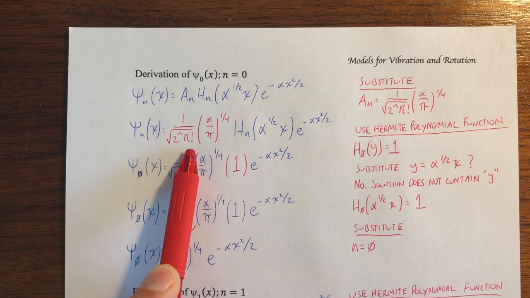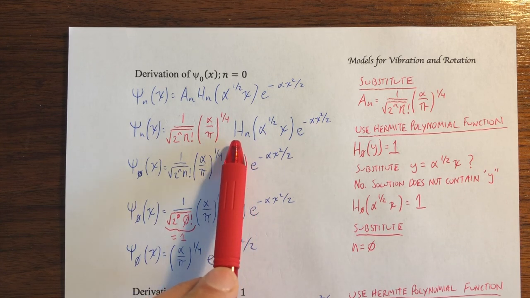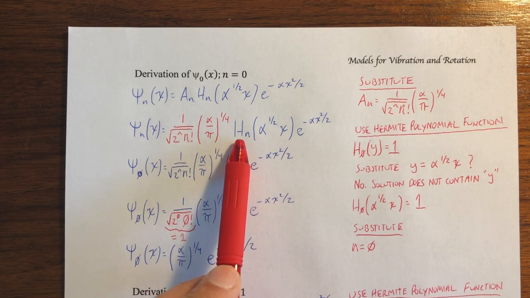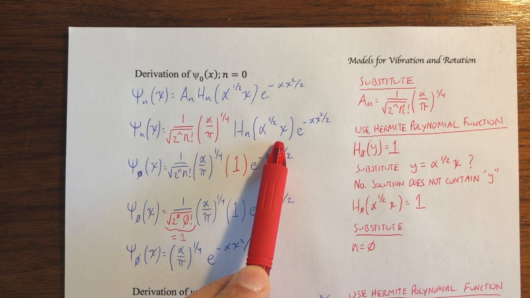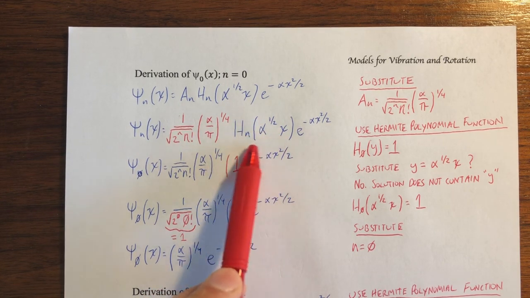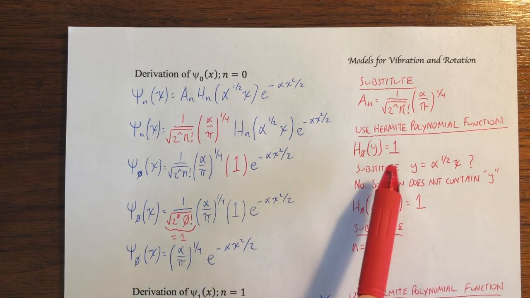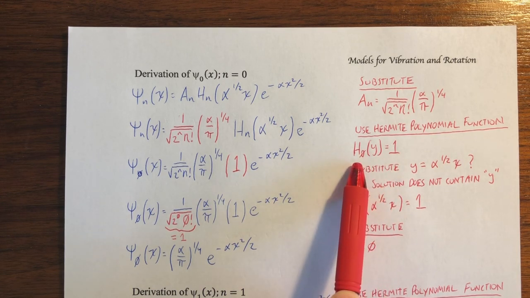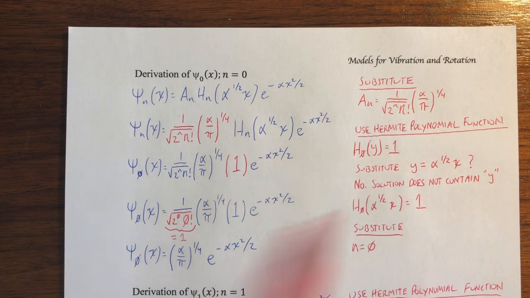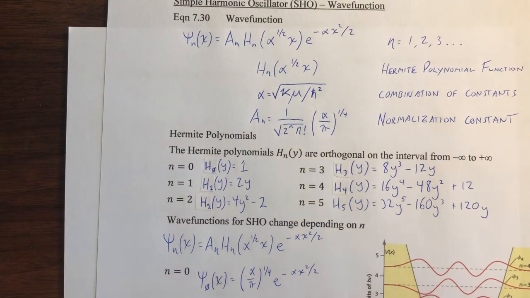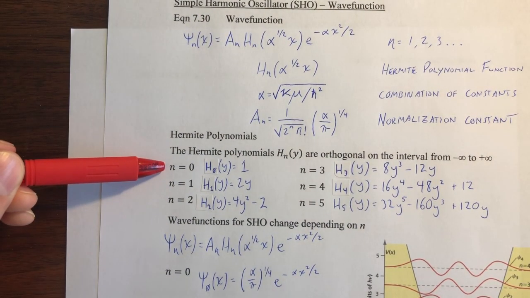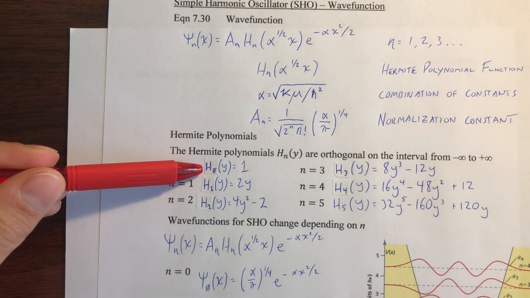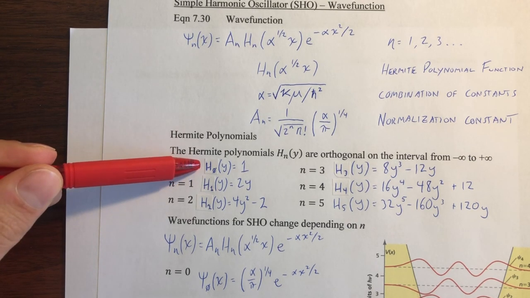Next, we're going to use our Hermite polynomial function. So the function here is h sub n of alpha raised to the 1/2 times x. So this whole thing is a function. And so we're going to use our function as an example, h sub 0 of y is equal to 1. So this expression is just coming back from the fact that we are at n equals 0, and the identity of the Hermite polynomial function is shown here.